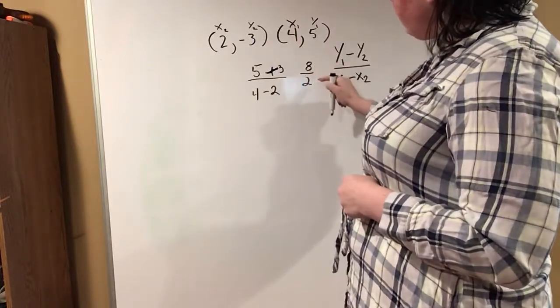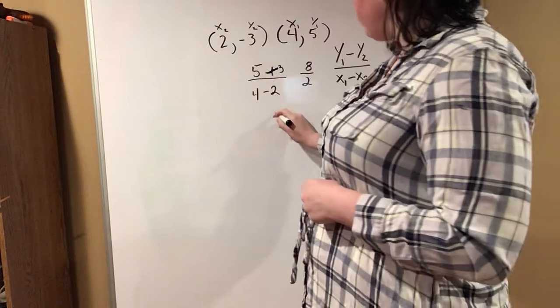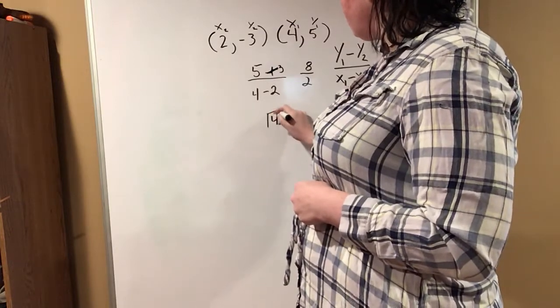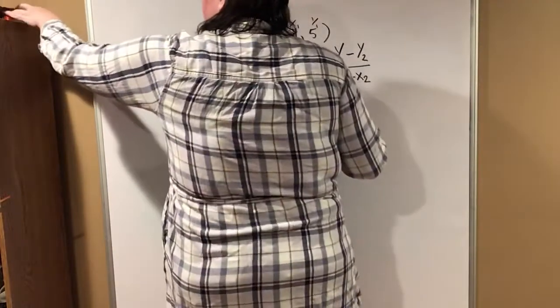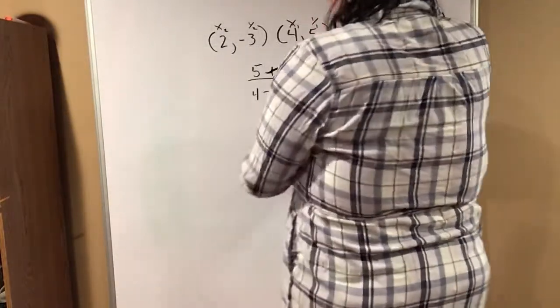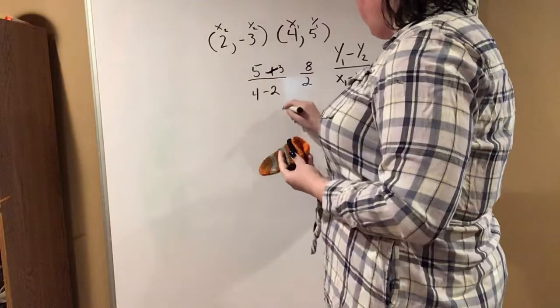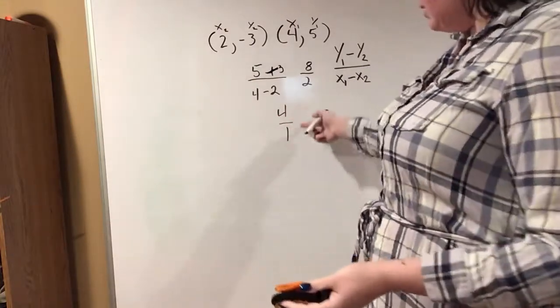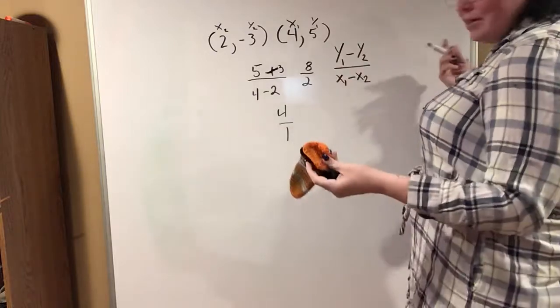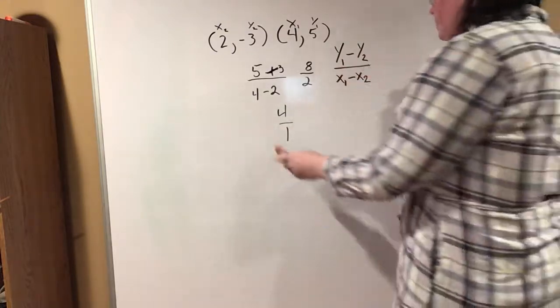And then what's 8 divided by 2? Our slope of this line would be 4. And you can leave it as 4, or some people like to do this to it. Because if they're going to be graphing it, some people like to have a fraction, so 4 over 1. Really doesn't matter, because that's the exact same thing as 4. I like to leave it as 4, but that's just me.